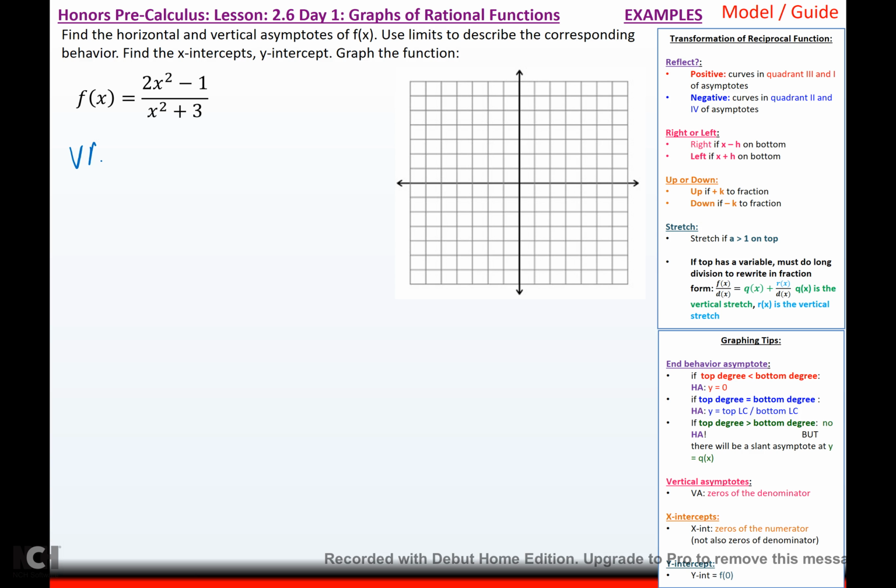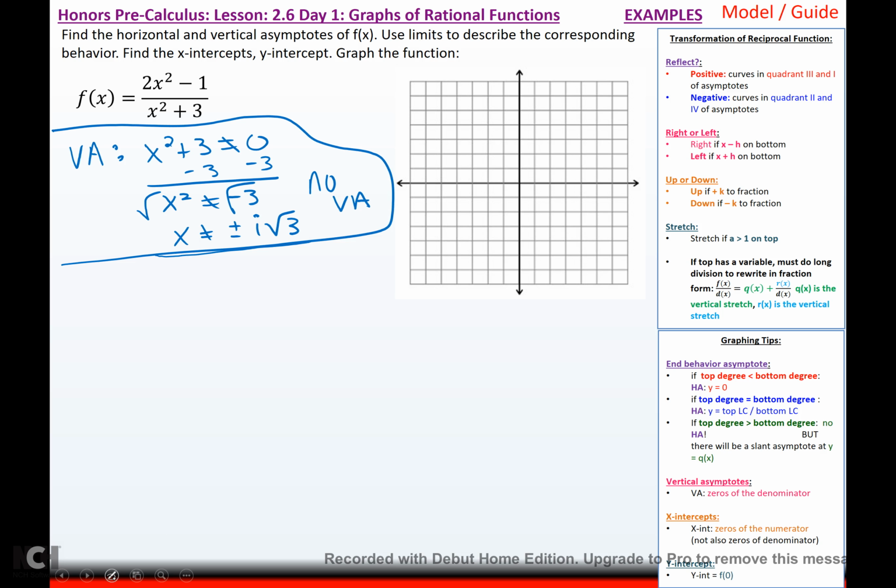To do vertical asymptotes, I say Mr. Denominator, you can never equal 0. So minus 3, I have x squared cannot equal negative 3, square root, x cannot equal plus or minus i square roots of 3. Since the only vertical asymptotes there are imaginary, there are no vertical asymptotes.